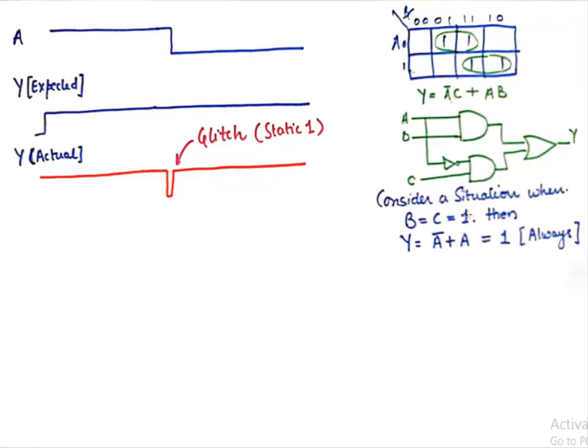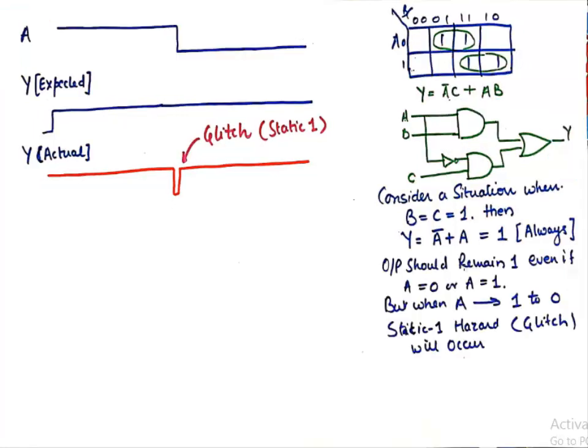For a certain situation where B is 1 and C is 1, the circuit should always produce a 1 at the output. You could see that when we put B as 1 and C as 1, the circuit will reduce to A plus A bar, which should always be 1. But during the time when B and C are 1, if A changes from 1 to 0, we'll encounter the same problem. The circuit should always remain 1, but it will produce a glitch when it changes from 1 to 0. And that happens because of the propagation delay of this NOT gate. Output should remain 1 even if A is 0 or 1, but when A changes from 1 to 0, a static 1 hazard glitch will occur.